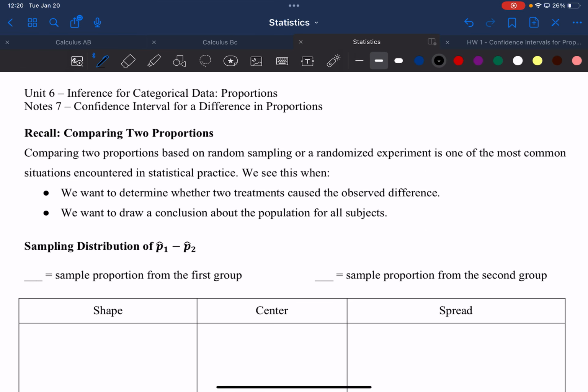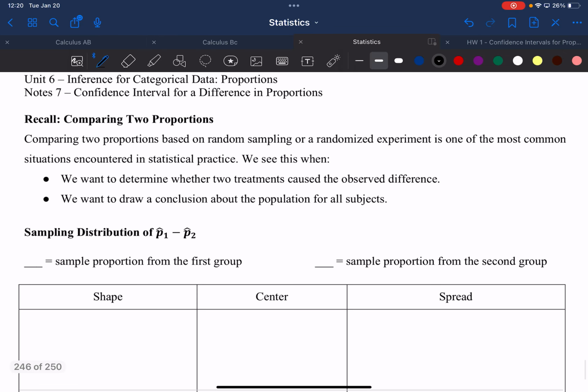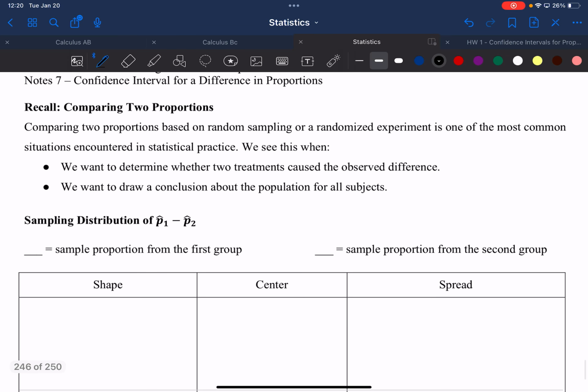So note 7 is confidence interval for difference in proportions. It says, recall comparing two proportions. So what we did a while back. It says comparing two proportions based on a random sampling or randomized experiment is one of the most common situations encountered in a statistical practice.